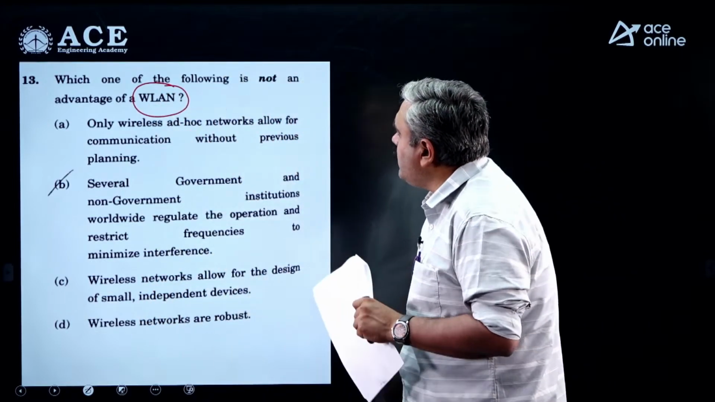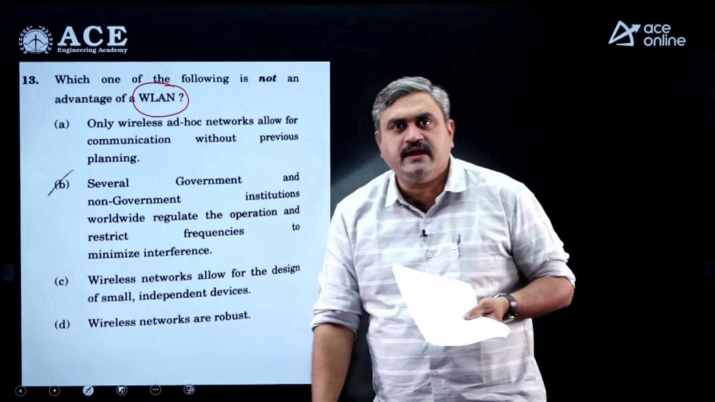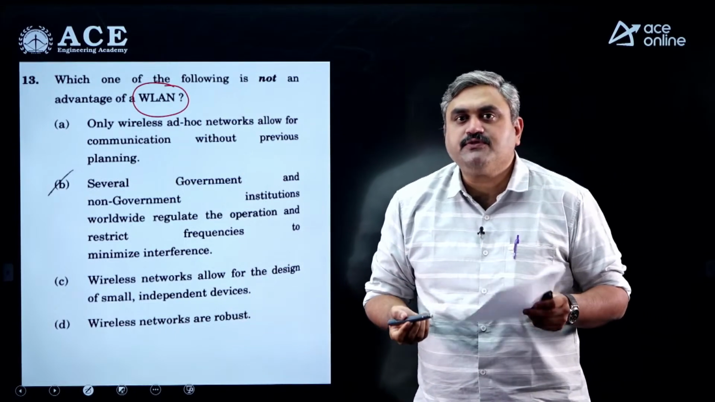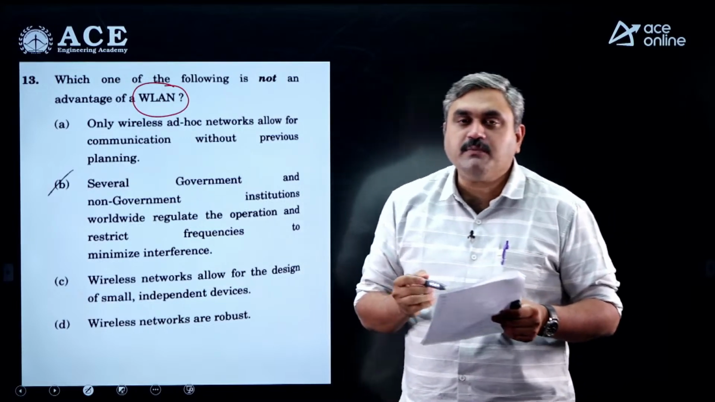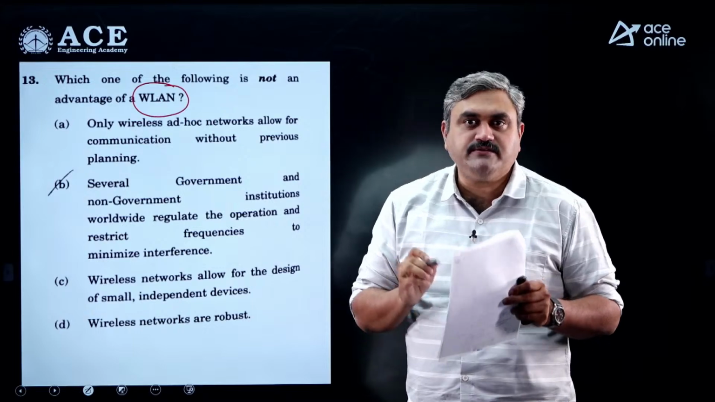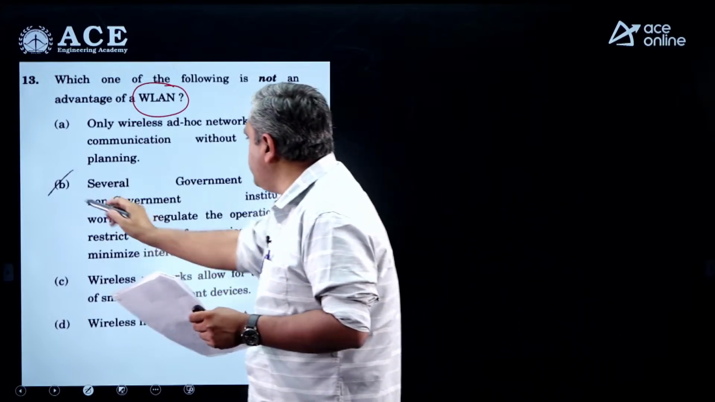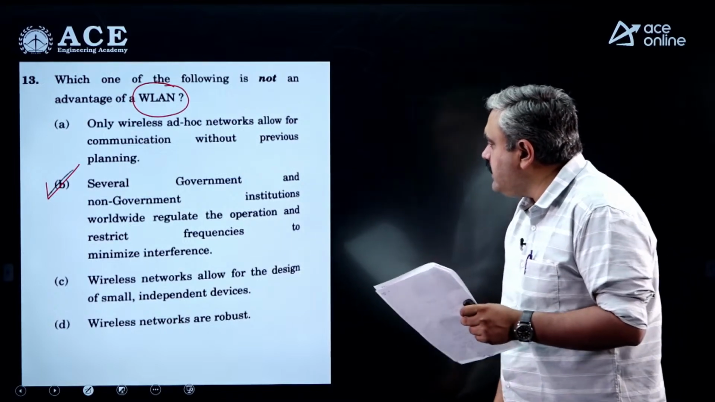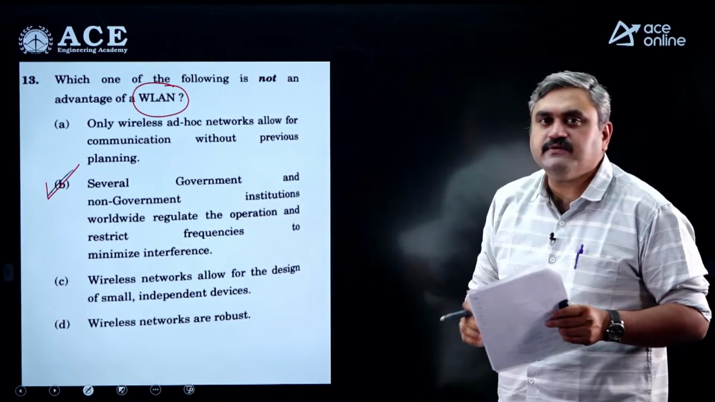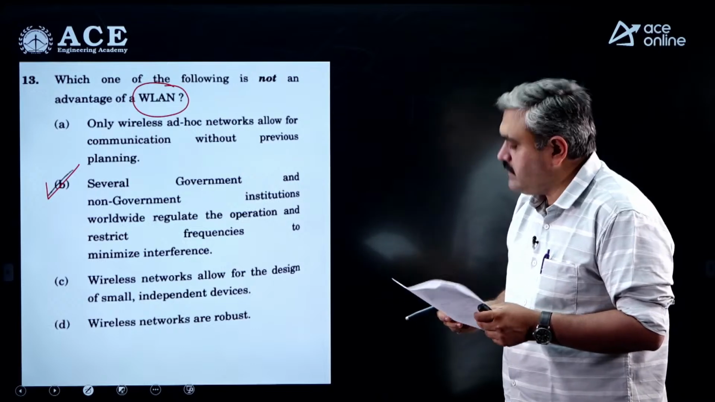Next, which one of the following is not an advantage of wireless LAN? So what is the main problem with wireless LAN? You have to take permissions from the government. You cannot by yourself set up that station. Some formal permissions are required before setting up that system. So this is a major disadvantage. Several government and non-governmental institutions worldwide regulate the operation and restrict frequencies to minimize interference. So that will be the disadvantage.